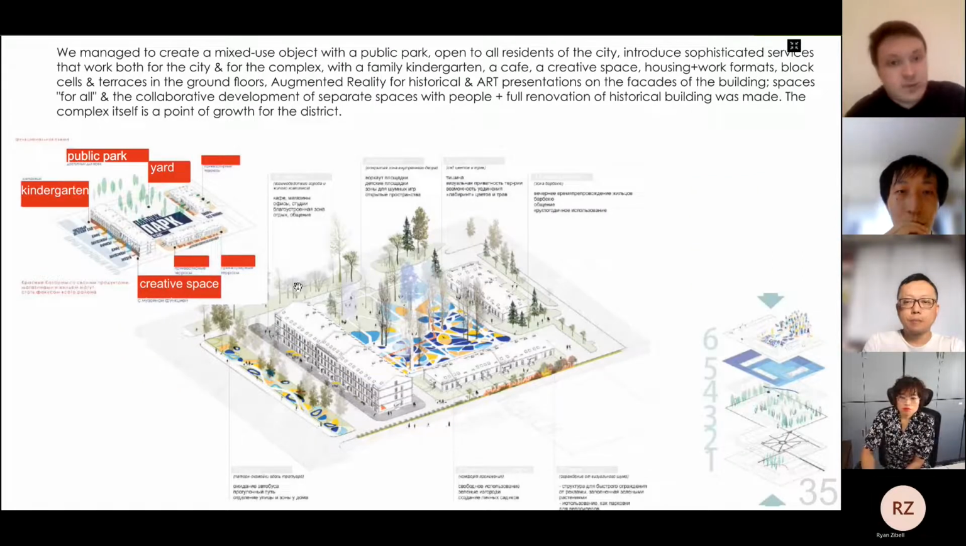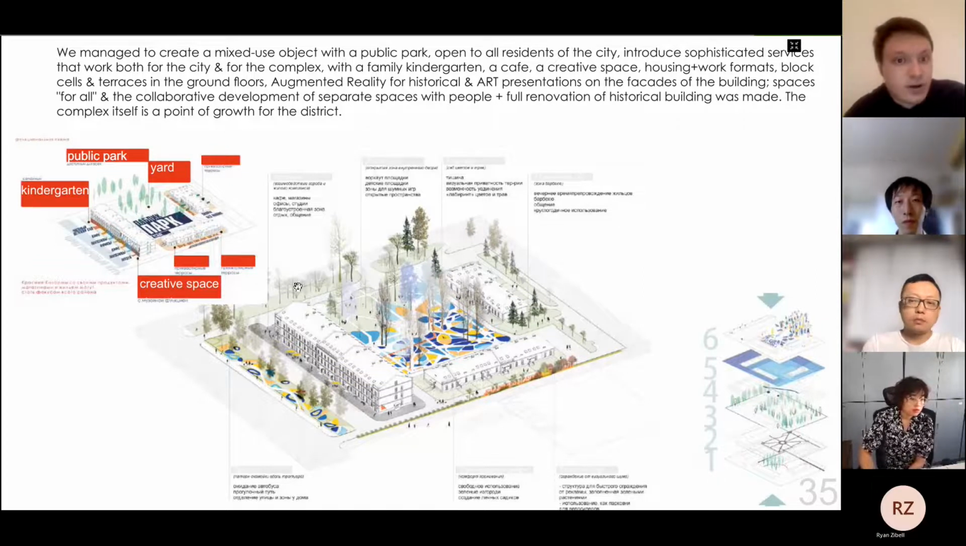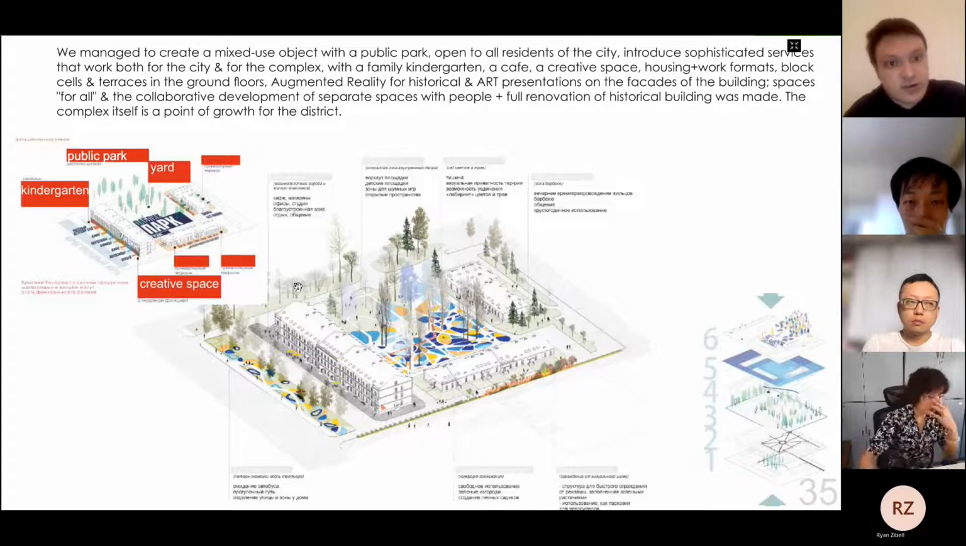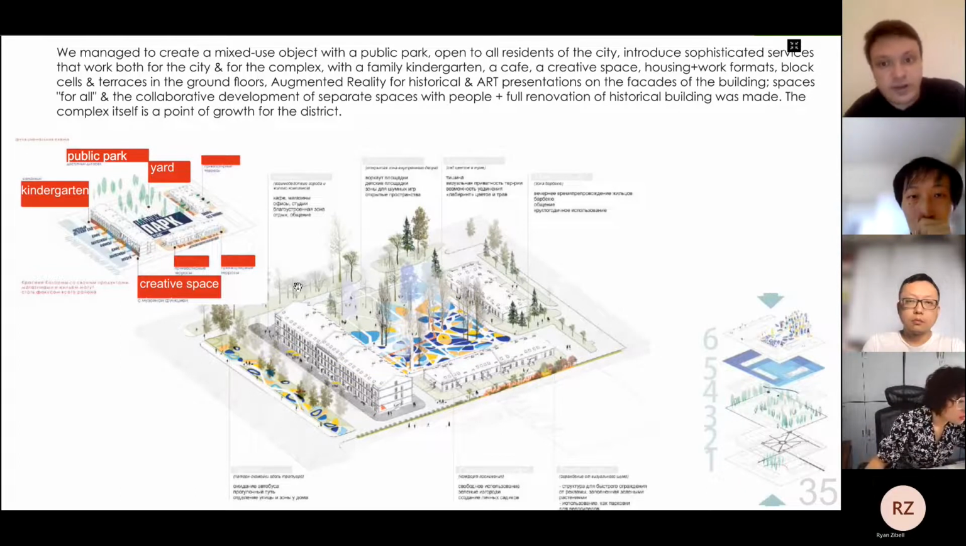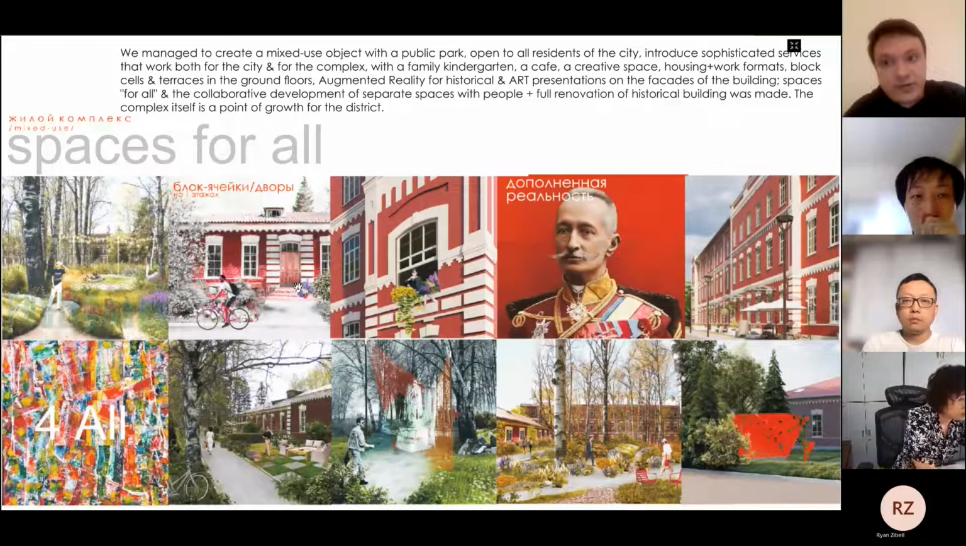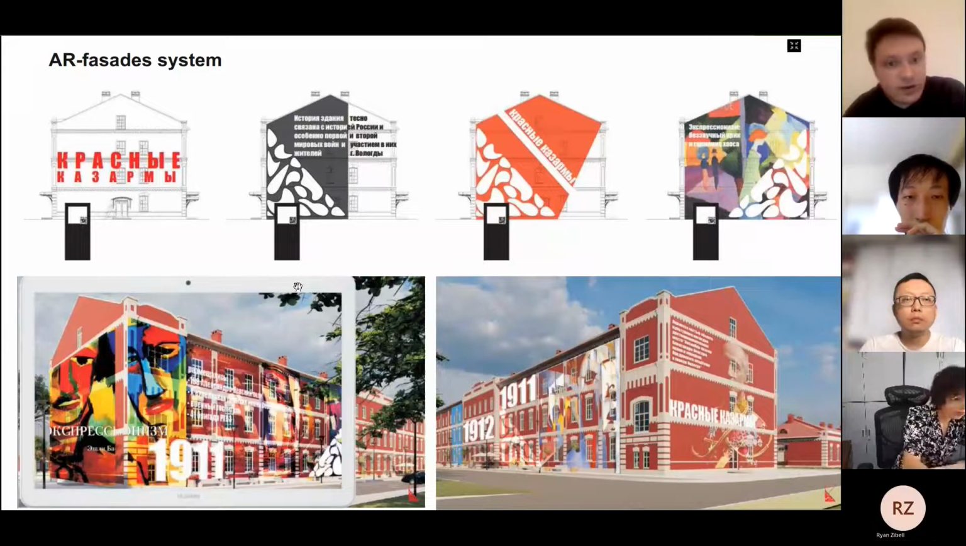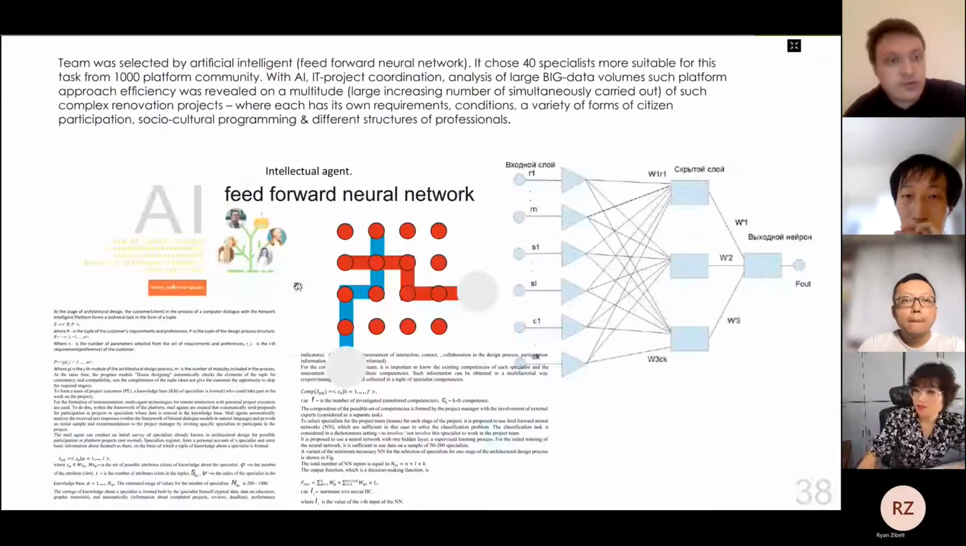So we managed to create a mixed-use object with a public park, open to all residents of the city, and introduce sophisticated services that work both for the city and for the complex, with a family kindergarten, a cafe, a creative space, housing plus work formats. A block of terraces and ground floor, augmented reality for historical and art presentations on the facades, and of course full renovation of the historical building was made. And the complex itself, as we plan, becomes a point of growth for the districts. This is the AR facade system which has been created.